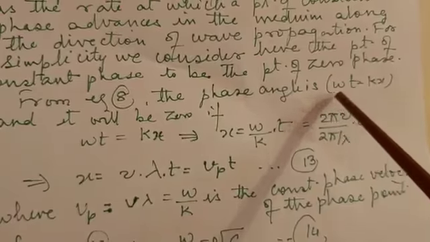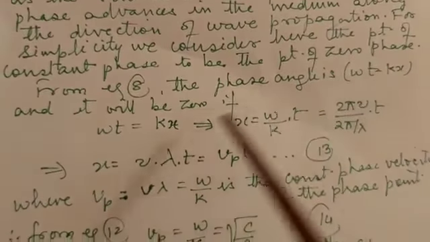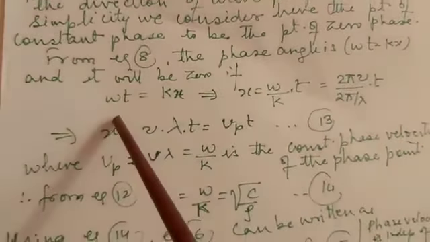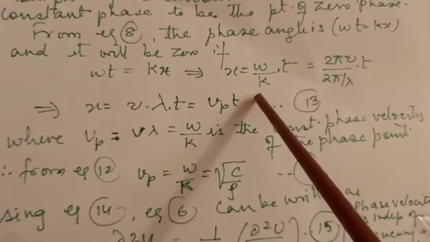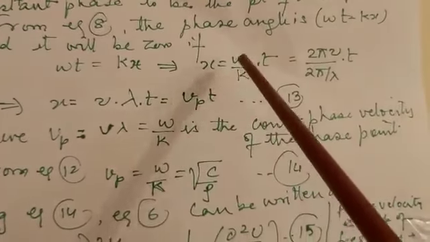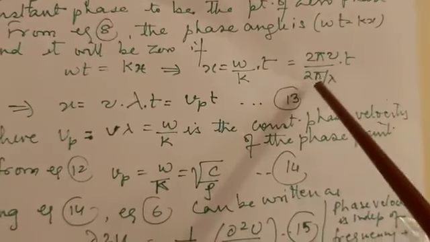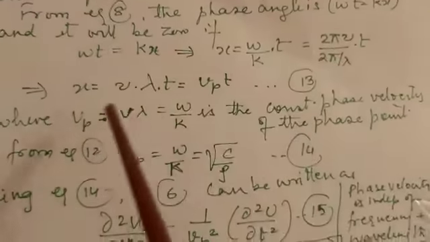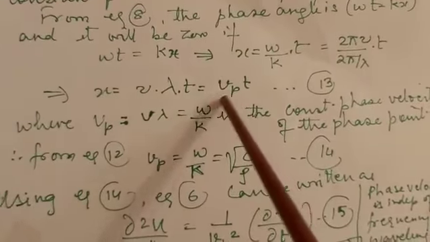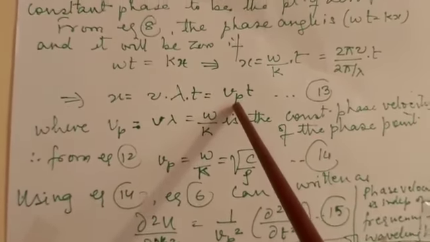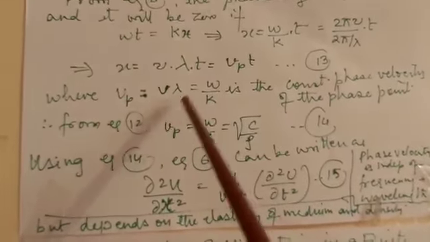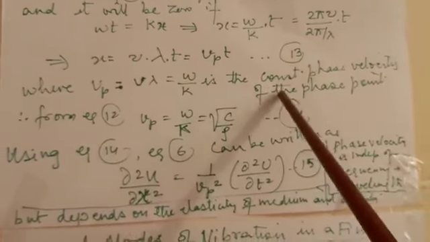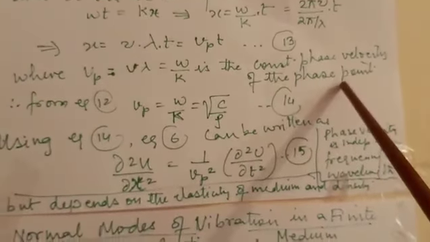So equation 8 says the phase angle, that is omega t minus kx, will be 0 if omega t is equal to kx, that is x is equal to omega by k into t. Putting the value of omega and k, 2 pi nu divided by 2 pi by lambda into t, so x is equal to vp into t, and this vp is my phase velocity, equation number 13, where vp is equal to nu lambda, that is omega by k, the constant phase velocity of the phase point.